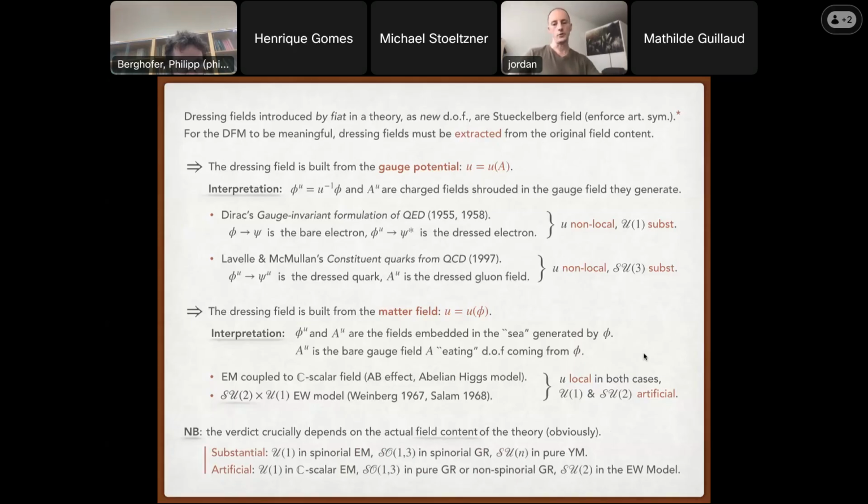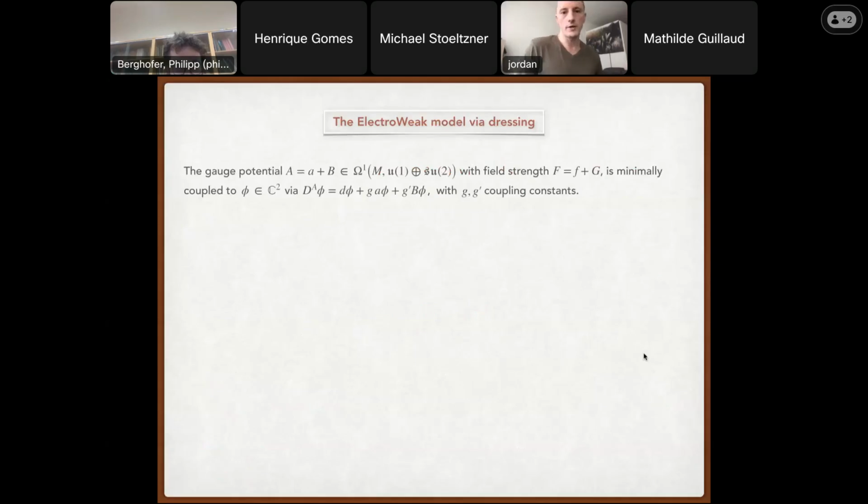And I would argue it is also the case for the electroweak model. And yeah, to substantiate that last claim in particular, and to showcase a bit how the dressing field approach works in a nice example, let me remind you of the case of the electroweak model quickly. And again, sorry for those who already know a lot about this.